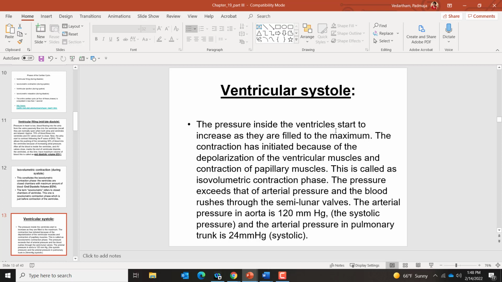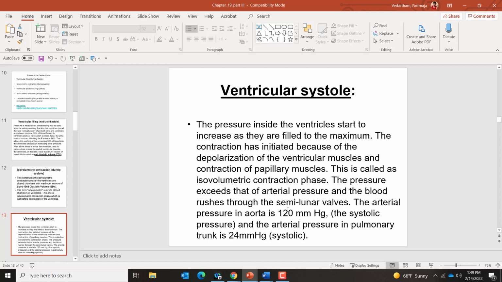So as it is contracting, the pressure is increasing. When the pressure reaches the diastolic pressure of the aorta and the pulmonary artery, which is 80 and 8 mmHg respectively, then it pushes open the semilunar valve and the blood flows into the aorta and the pulmonary artery, and the pressure is still increasing till it reaches 120 on the left side and 24 on the right side, right?